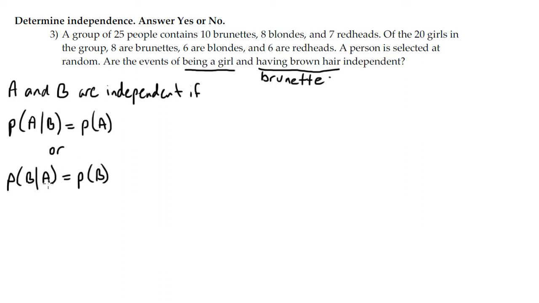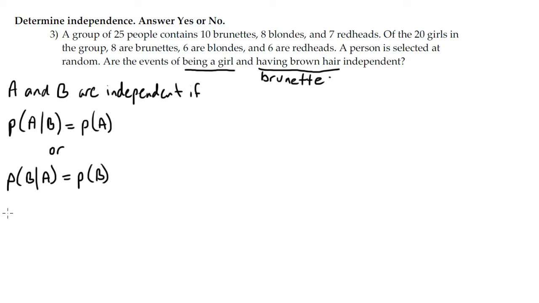It's not really an intuitive thing to determine if 2 events are independent. It really is going through these cases and seeing if either one of these are true. And in this case, instead of A and B, we're going to be talking about being a girl or being a brunette, having brown hair, right? So those are the 2 events we're considering.